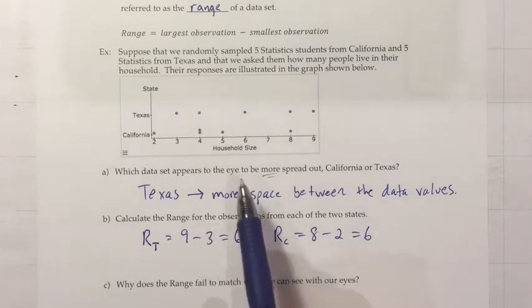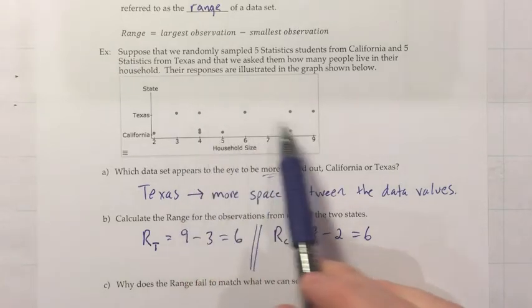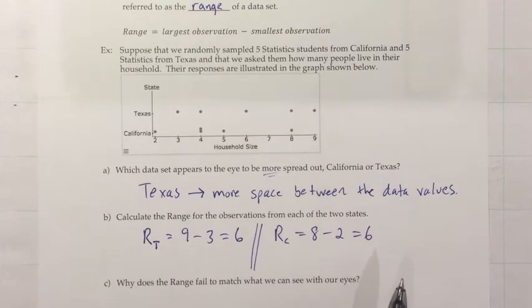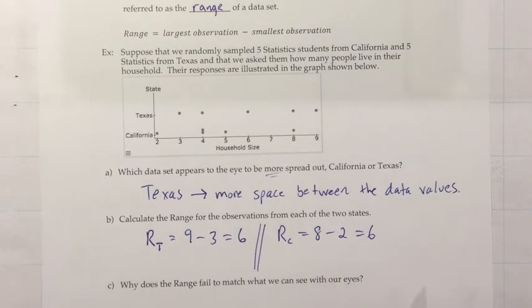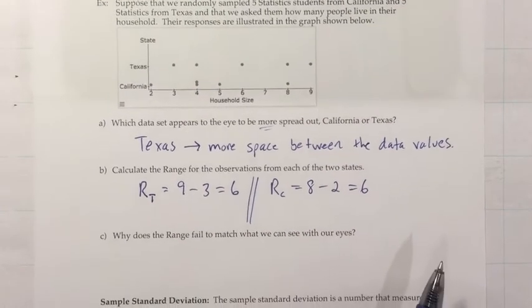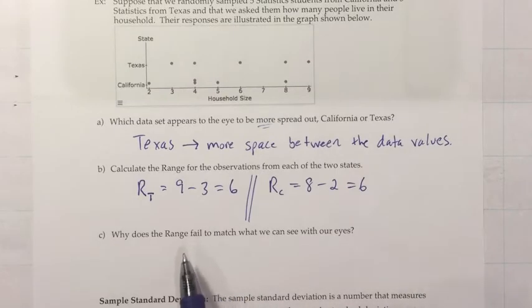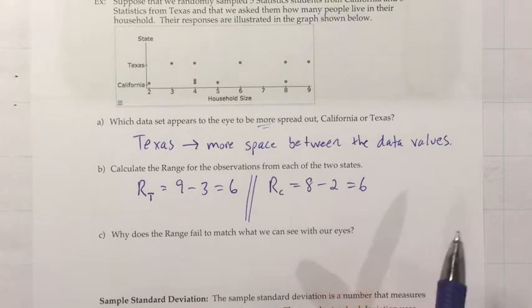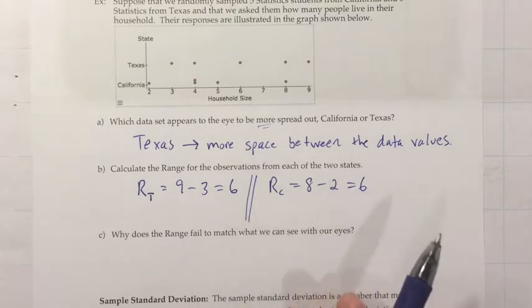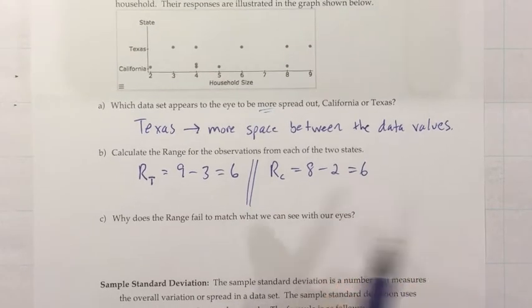But when we thought about it by eye, and hopefully you agreed with me, Texas seemed to be more spread out than California did in terms of the way those dots were distributed on the graph. So the question that naturally follows from that is, why does the range fail to match what we see with our eyes? And my answer is fairly simple, which is that the range only considers 2 of the data values.